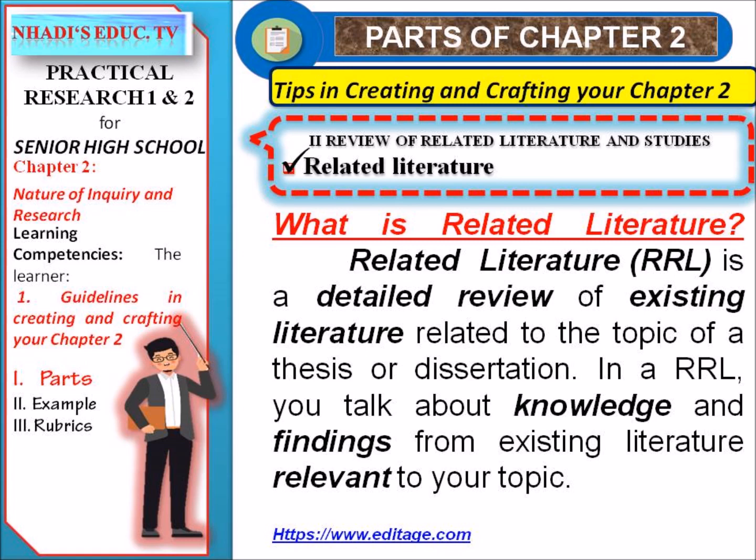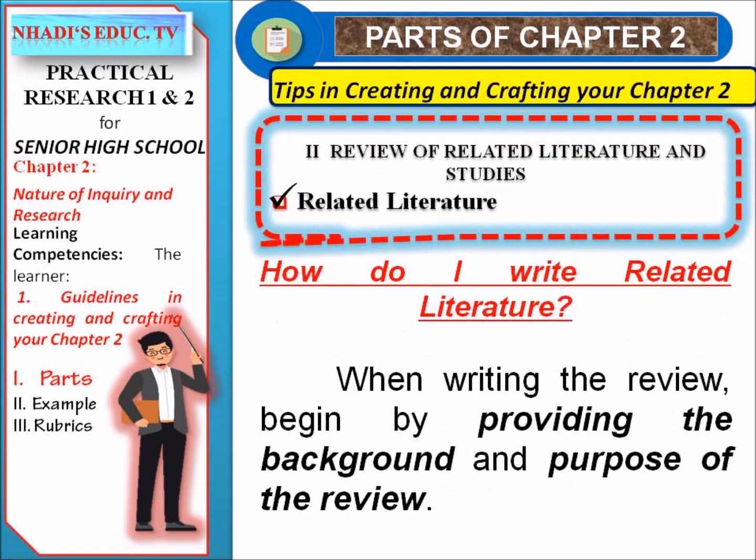What is related literature? Related literature, or the RRL, is a detailed review of existing literature related to the topic of a thesis or dissertation. In a RRL, you talk about knowledge and findings from existing literature relevant to your topic, taken from https://www.editpage.com. So we are still in related literature.